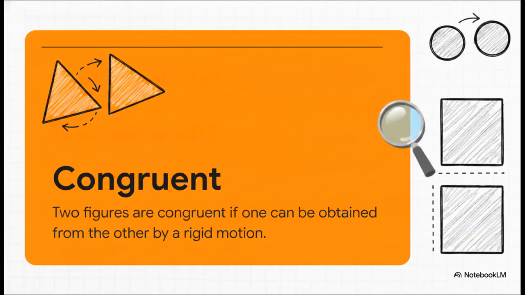To solve cases in geometry, we need to know exactly what we're looking for, right? Our baseline standard today is the word congruent. By definition, two figures are congruent if one can be obtained from the other by a sequence of rotations, reflections, and translations. In simpler terms, it just means two shapes are absolutely 100% identical in size and shape, even if they're scattered in totally different places on a coordinate plane.